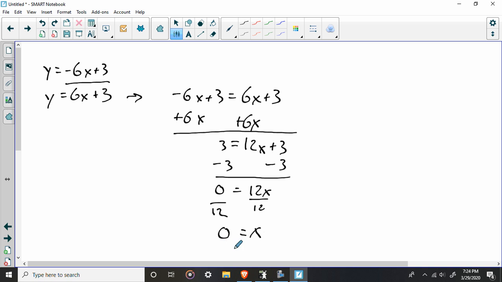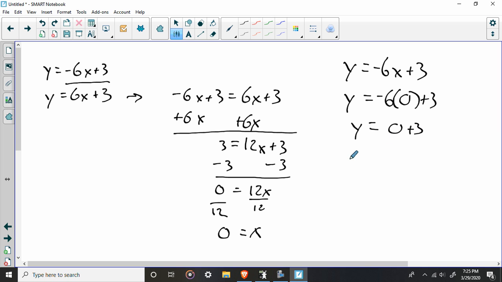Okay, so now we're going to take this 0 and we're going to plug it into this equation right here. Say y is equal to negative 6x plus 3. So y is equal to negative 6 times 0, which is 0, plus 3. What's 0 plus 3? 3. So we're going to say that the answer to this problem is 0, 3. And if we want to check it, we're going to plug it back into this equation right here. So say 3 is equal to 6 times 0 plus 3. Does 3 equal 3? Yes.